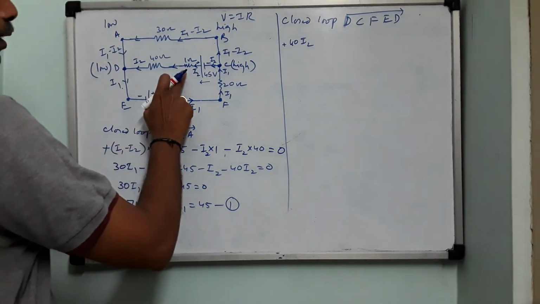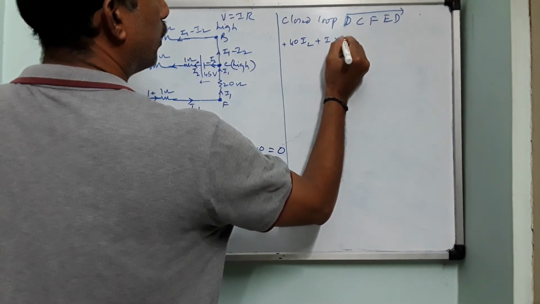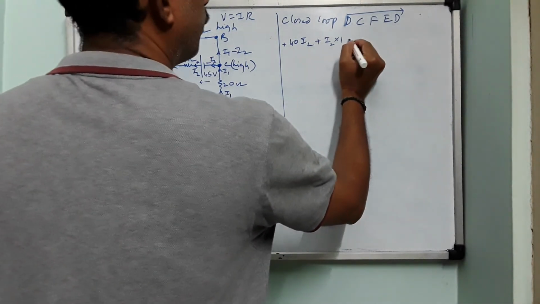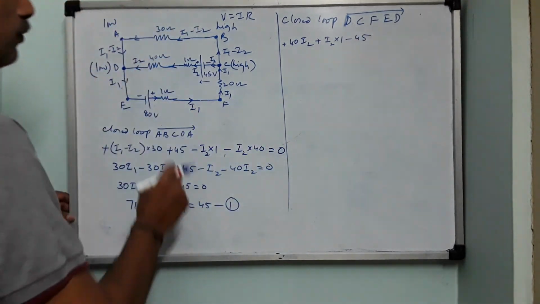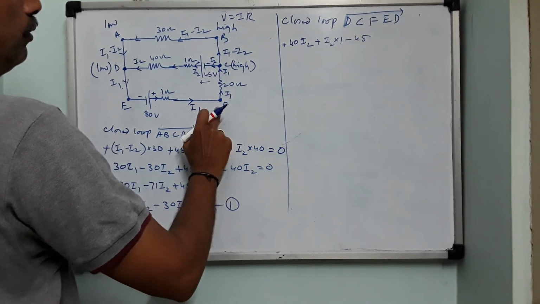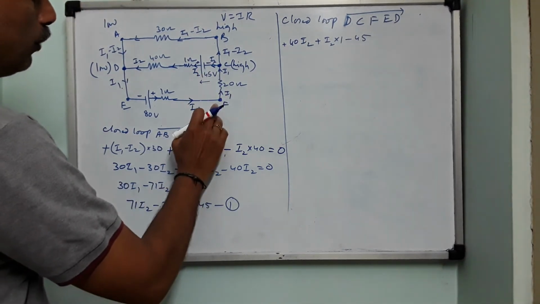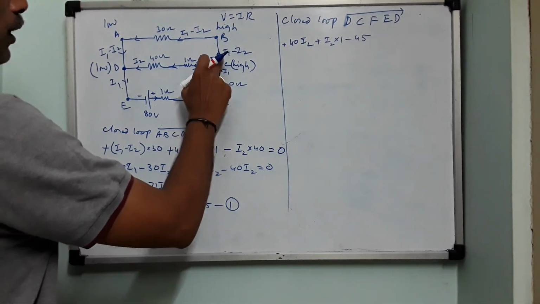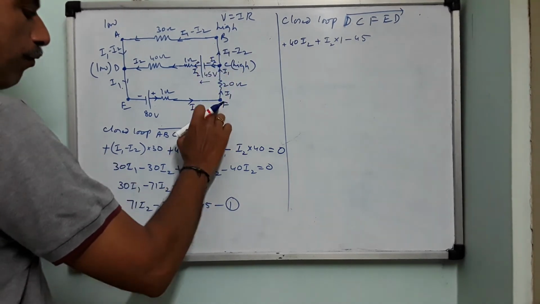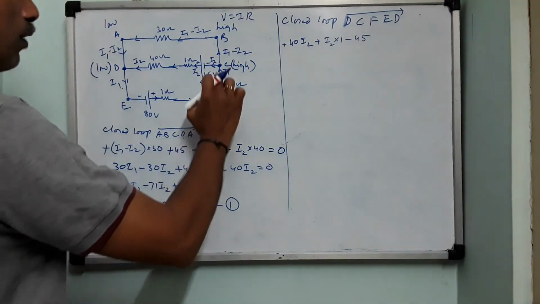Next, this one, I2 into 1. Then I am seeing the positive terminal of the cell first. So it's minus 45. Minus 45. I have come here. So there is nothing. Now I am going down. When you are going down, your current is moving from F to C, but you are going from C to F, because you opted like this, C to F. So you are going from C to F.